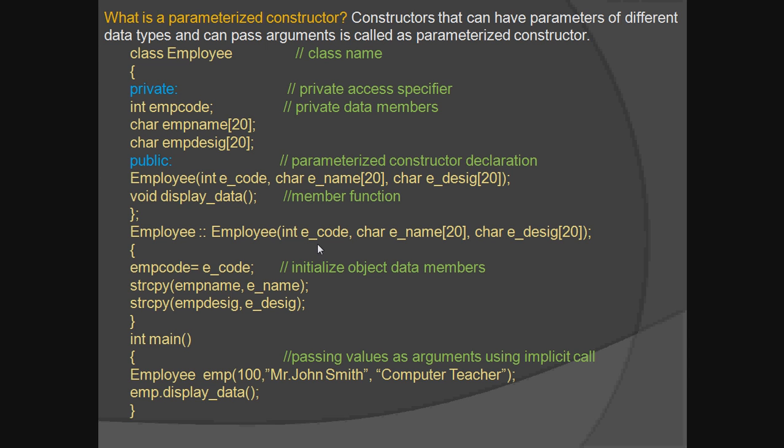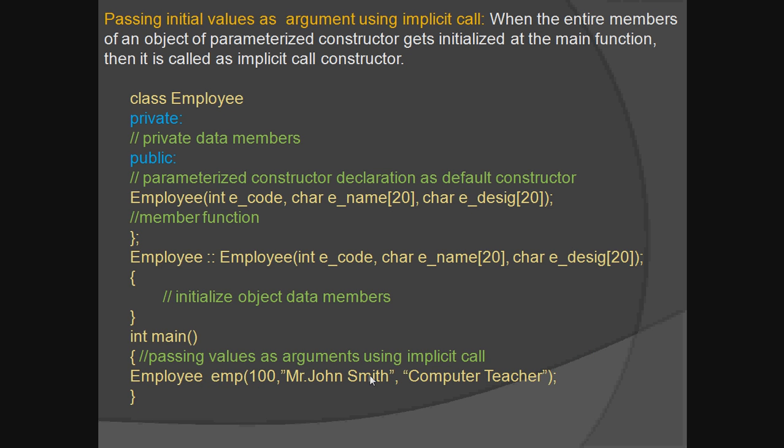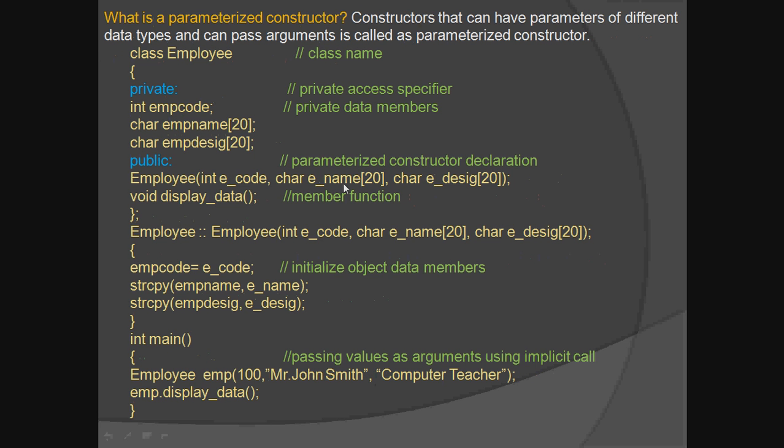Or in the case of a default constructor, in the constructor function body, the object members can be initialized with user defined values also, right? But in the case of this one you can see that an implicit call has been done. All right, what an implicit call is we'll discuss in the next page, so you'll get to know more about that. By default, the parameterized constructor passes the values using an implicit call.